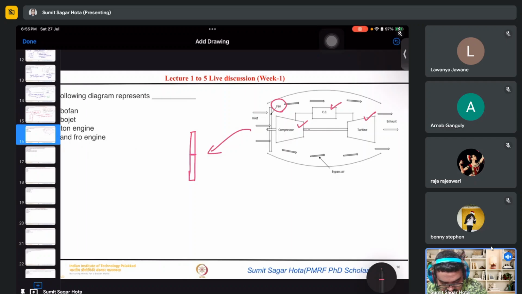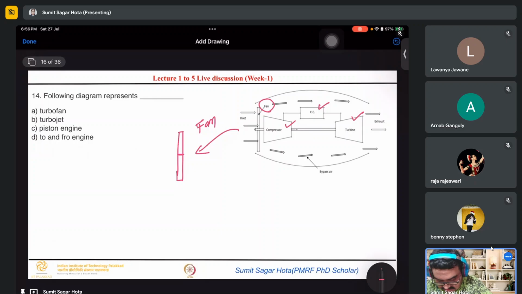A propeller can be attached to the piston cylinder. A propeller can be attached to the gearbox, but a fan cannot be attached to the piston cylinder, and a fan cannot be attached to the gearbox. Why I am telling you this: it's not necessarily that they will write down this is a fan, this is a propeller. It is not necessarily required to be written.